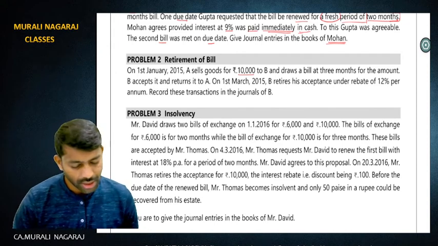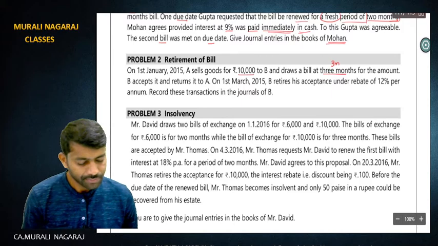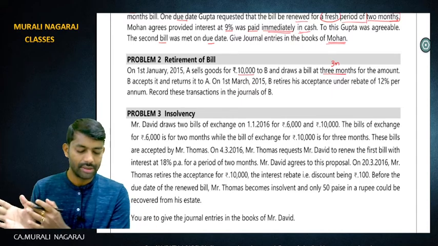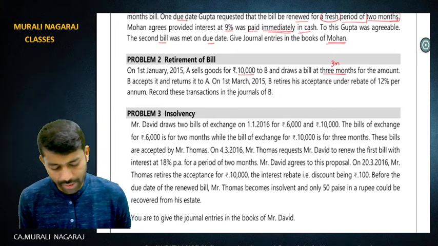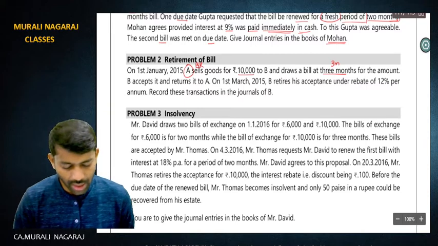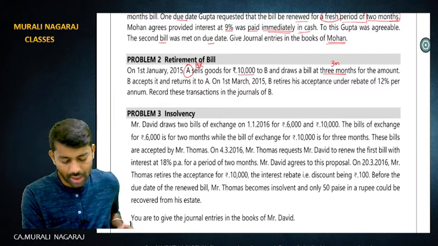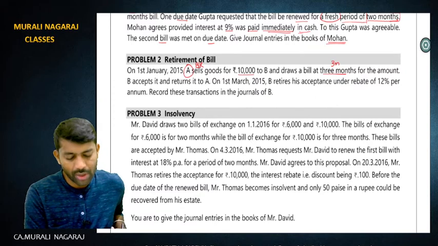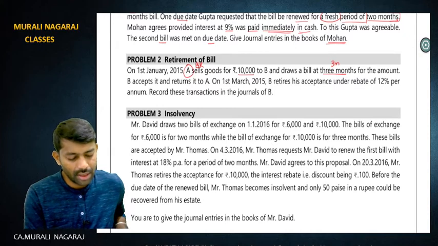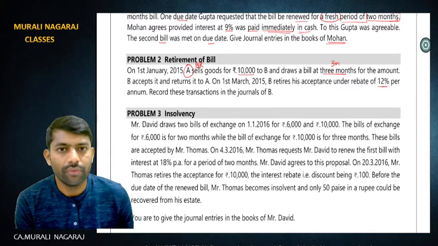A sells goods to B for 10,000 and draws a bill at 3 months. So the bill is for 3 months for the amount. B accepted it and returns it to A. So here A draws the bill. For A it is bills receivable and for B it is bills payable. On 1st March 2015, B retires his acceptance under rebate at 12% per annum. Record these transactions in the books of B.